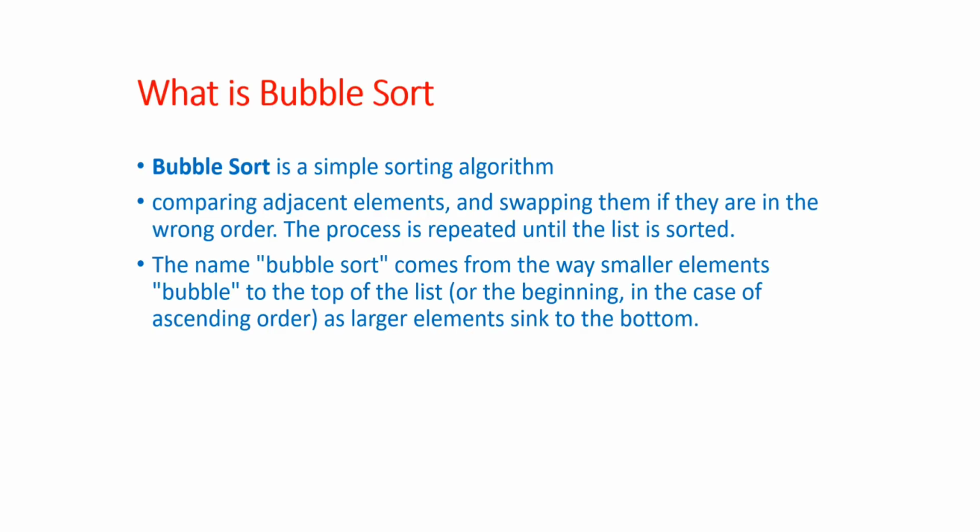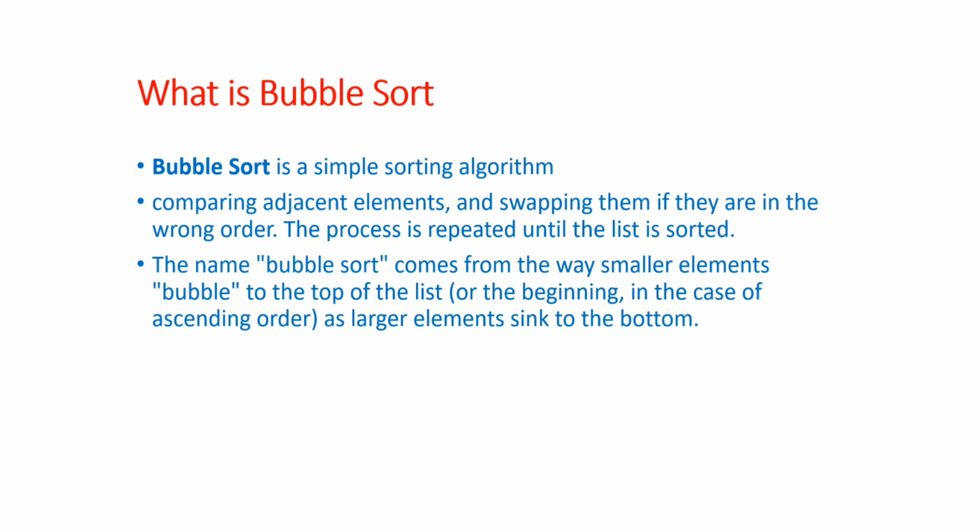Bubble sort is a simple and intuitive sorting algorithm that organizes a list of elements in a specific order, typically in ascending order. It does this by repeatedly stepping through the list, comparing adjacent elements and swapping them if they are in the wrong order. The process continues until the entire list is sorted.